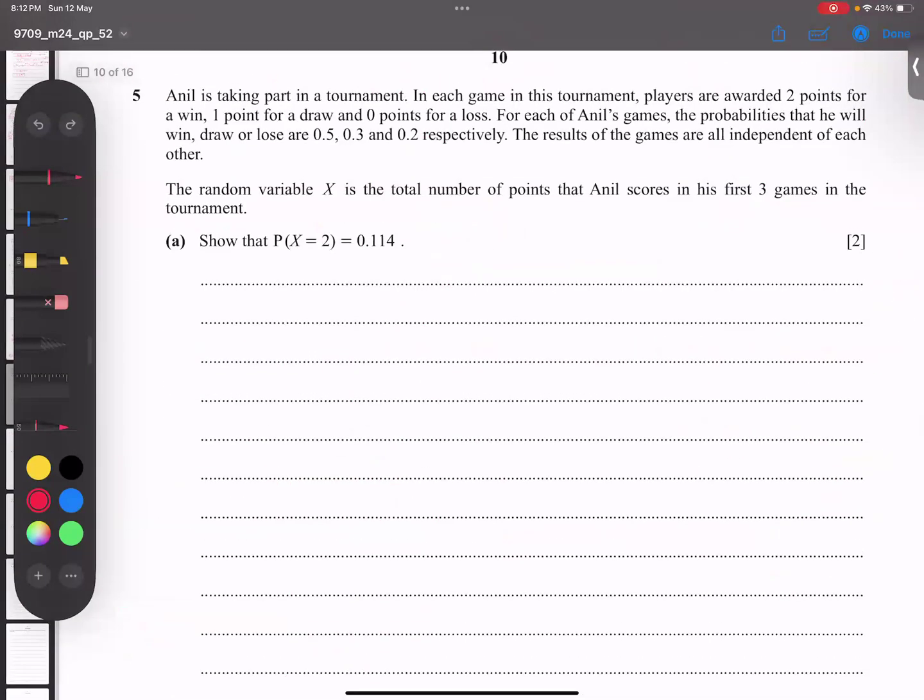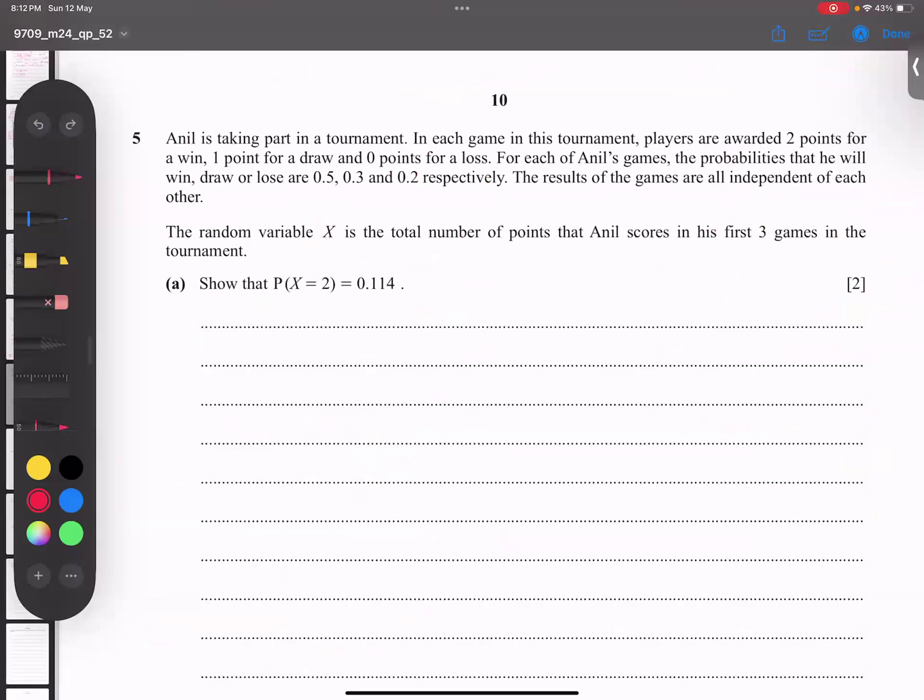The next question is number 5. Anil is taking part in a tournament, and in each game of his tournament, players are awarded 2 points for a win, 1 point for a draw, and 0 points for a loss. For each of Anil's games, the probabilities that he will win, draw, or lose are given. So winning probability I'm writing here as 0.5, and drawing probability is 0.3. This way the chances of mistakes reduce and you can plan better. As a teacher, I suggest you please write out data like this. Okay, so let's proceed further.